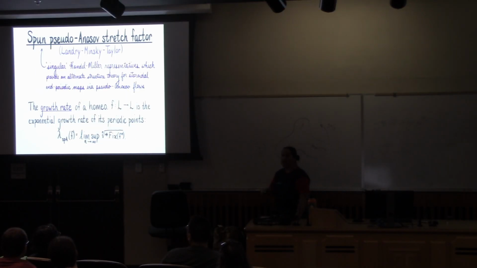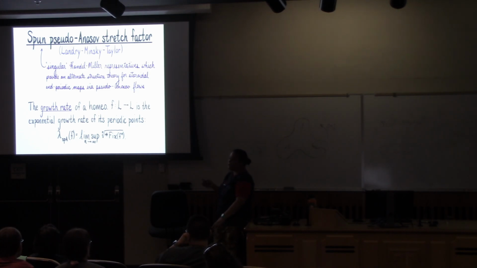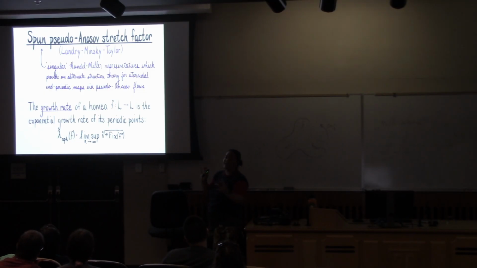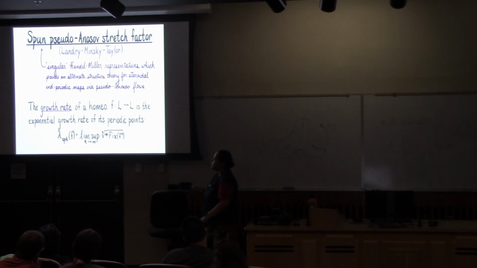But it turns out there's another way of thinking about this. This is the part I was talking about when I mentioned dynamics that were related to the three-manifold. There's this spun pseudo-Anosov machinery developed by Landry-Minsky-Taylor. I'm not going to define the spun pseudo-Anosov, there's a lot that goes into that. But the idea is that these give you a singular Handel-Miller representative, and they give you an alternative structure theory for atoroidal maps, right? So those are ones without periodic curves, via pseudo-Anosov flows. So there's a whole other set of machinery that goes into this.